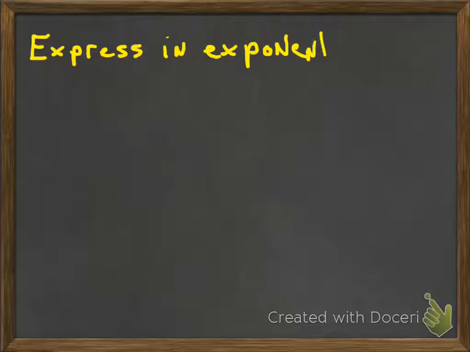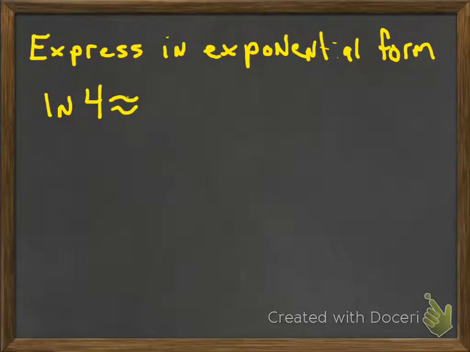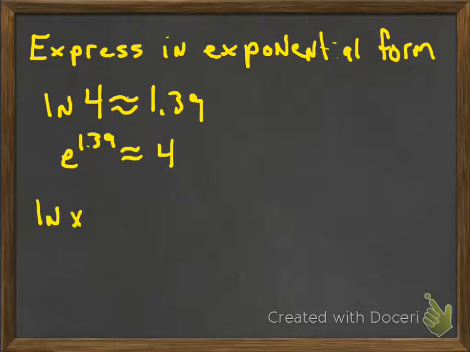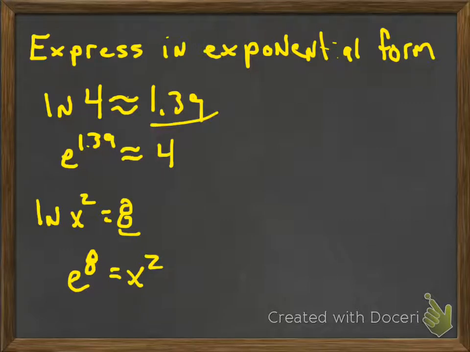Let's look at doing some of those properties like we've done before. Let's express in exponential form. So we're going from natural logs to exponents. ln 4 is equal to 1.39 means e to the 1.39 power is approximately equal to 4. ln of x squared is equal to 8 means e to the 8th is equal to x squared. Keep in mind, these numbers are supposed to be the exponents of the base.